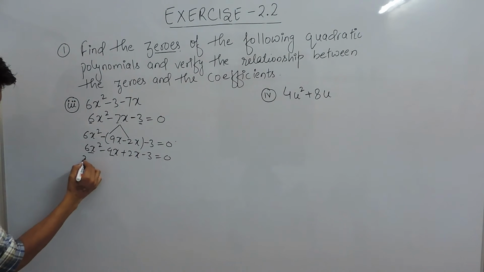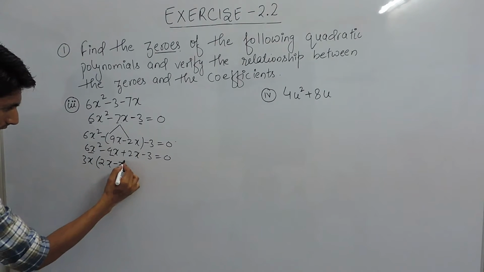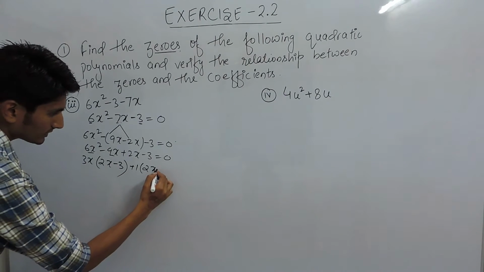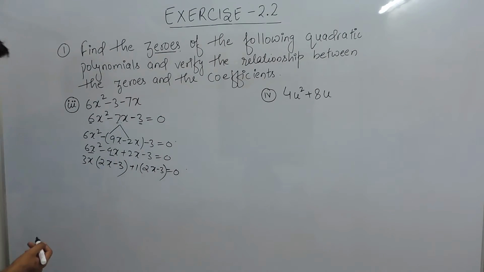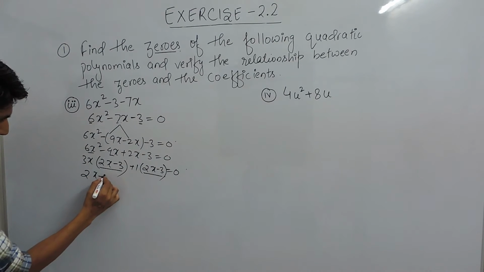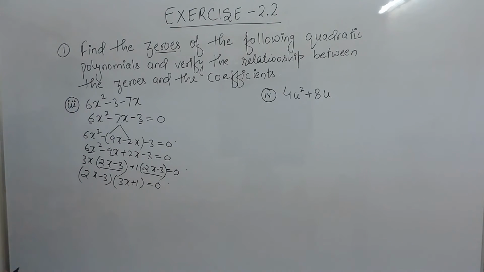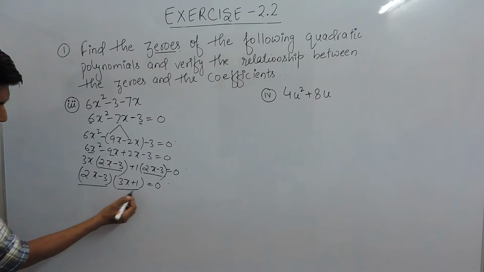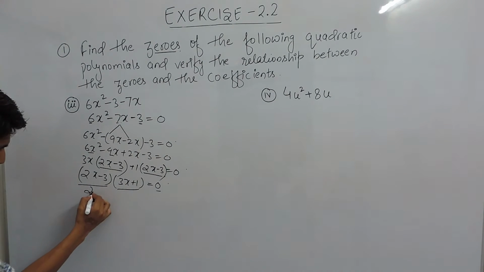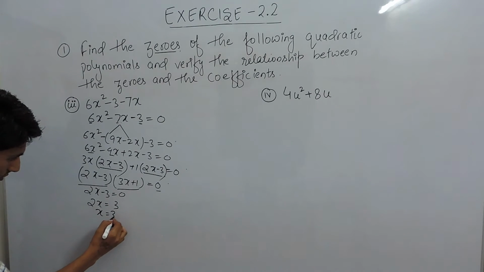From these two, 3x can be taken common, so here only 2x will remain and here only 3 will remain. From this you have to take plus 1 as common, so 2x minus 3 will remain inside the bracket. After that, 2x plus 3 is common, so only 3x plus 1 will remain inside the bracket. Clearly, if two factors are multiplying and it gives 0, then obviously one of them must be equal to 0. So 2x minus 3 must be equal to 0, so 2x is 3 and the x value is 3 by 2.